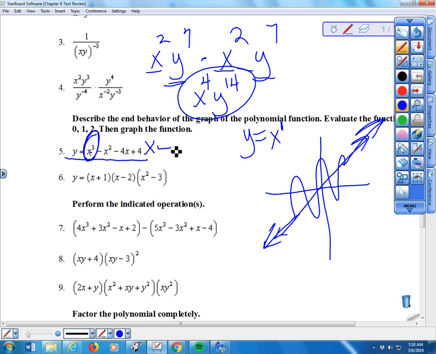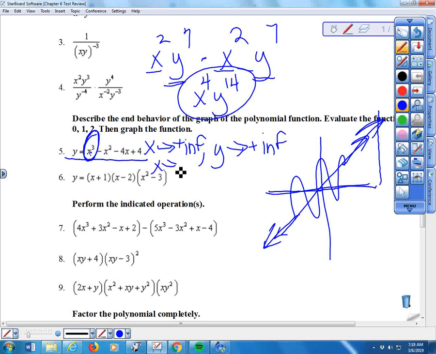As x approaches positive infinity, y approaches, well, as x gets bigger and bigger and bigger, y is getting bigger and bigger and bigger. So y is approaching positive infinity. As x approaches negative infinity, okay, y is approaching, well, it's getting smaller and smaller and smaller, so negative infinity. That's how you write end behavior for an odd function. No matter what the degree, if it's odd, that's how the end behavior is written. If it's x cubed, x to the 5th, x to the 7th, and so on, this is how you write the end behavior.